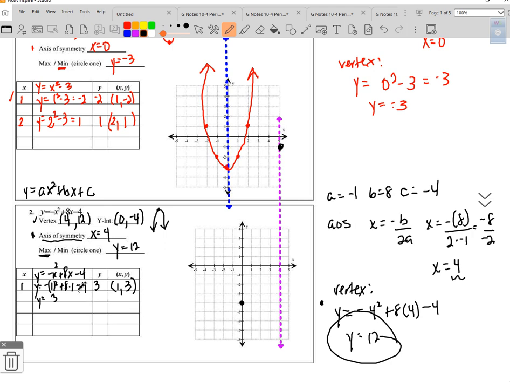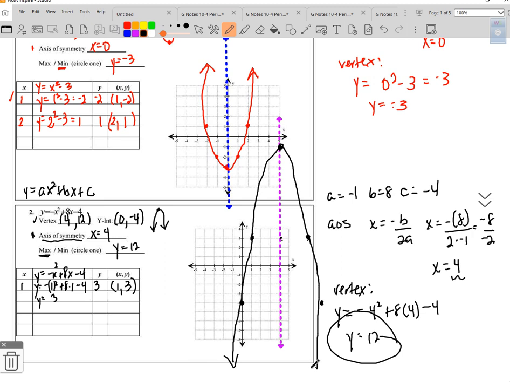So now we need to plot that point on our coordinate plane, start at the origin, over 1 and up 3. So now we have 1, 2, 3, 4 points, but we need 5, so we can mirror this point. This is 1, 2, 3 to the left of the axis of symmetry. I can go 1, 2, 3 to the right and draw my parabola. Remember, it's not supposed to be a V, it's supposed to be a little rounded like a U, so don't make it pointy.